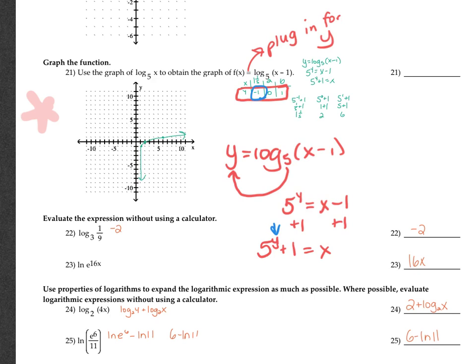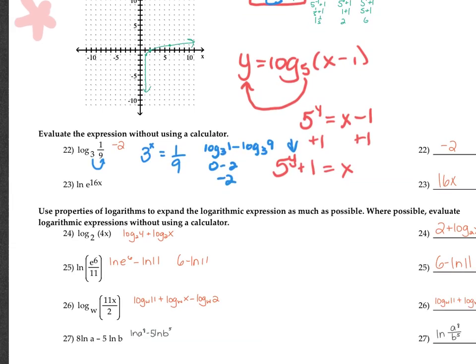22, you're actually saying what power do I raise 3 to get to 1/9? To make it move to the denominator, my exponent has to be negative, and then to get it from 3 to 9 means it's got to be squared, so that'd be -2. You could actually expand that too, like if you would rather do log base 3 of 1 minus log base 3 of 9, that works too. This would be 0 minus 2, which is -2. There's a lot of different ways to do the logs.